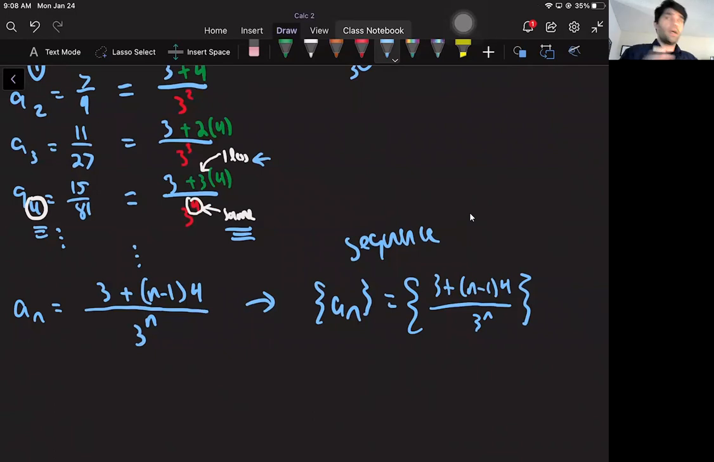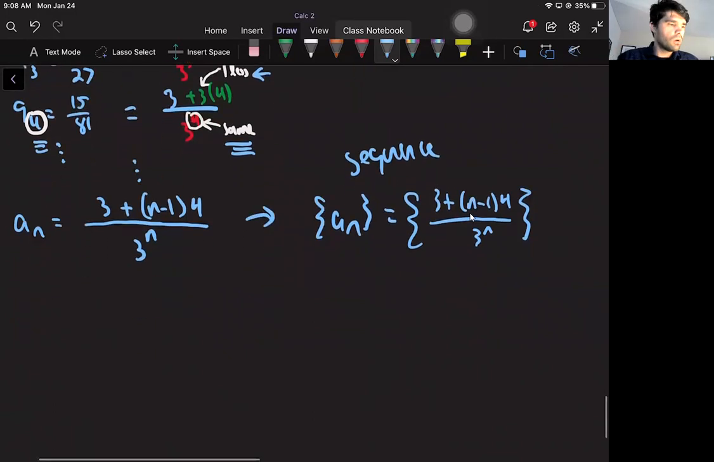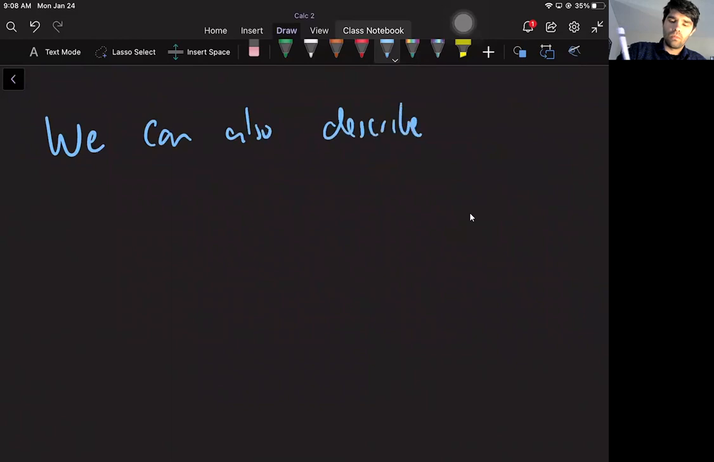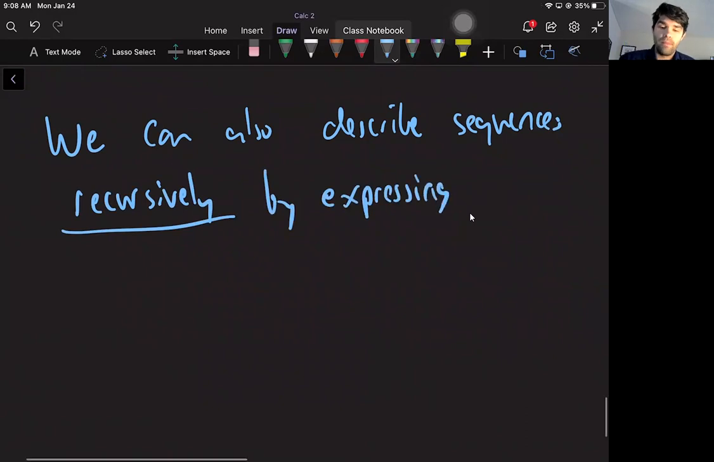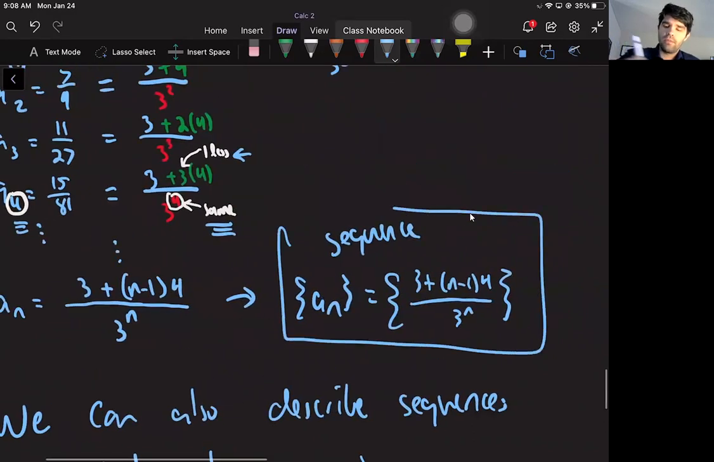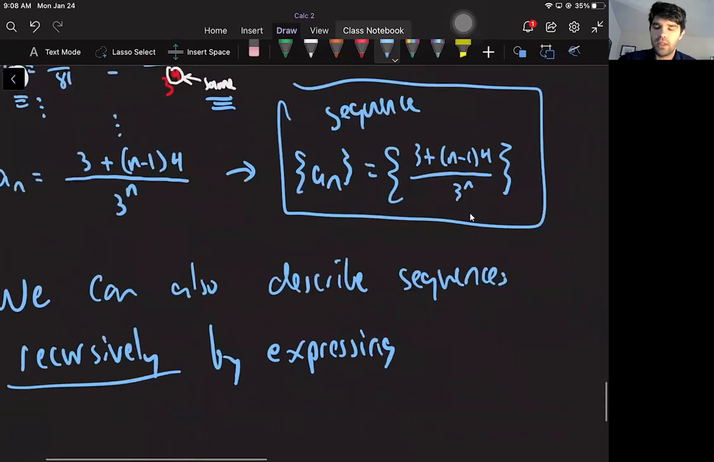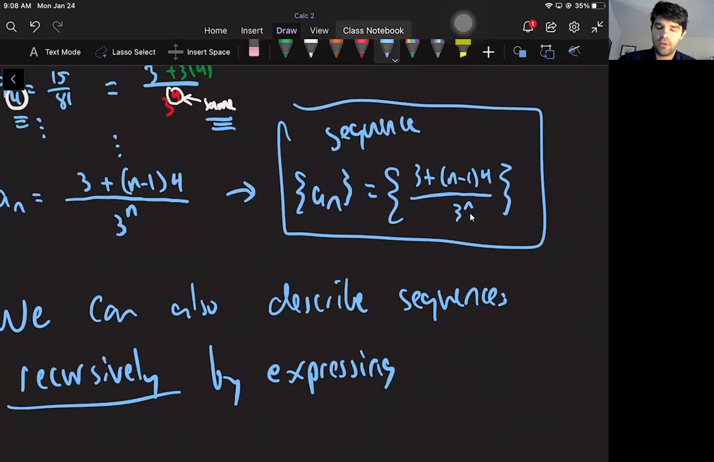All right, so that is one way to talk about sequences. We can also do something else. We can also describe sequences recursively. So we're not going to do that too much in this class, but it is a thing, and it's interesting. So what this means is, instead of just saying, here's what all the terms are, which is what this is saying, plug in any number you want, and you get that term. If I want A50, I'll find the 50th term by plugging in 50 to this formula, and that's that.